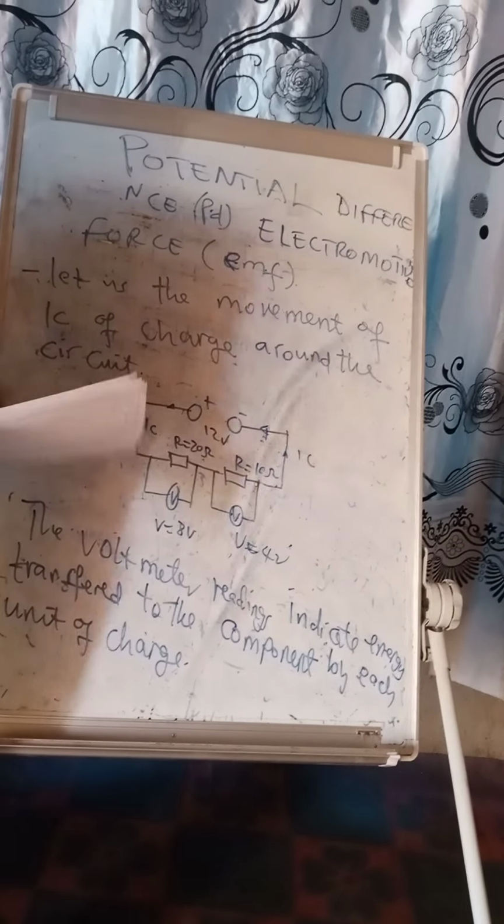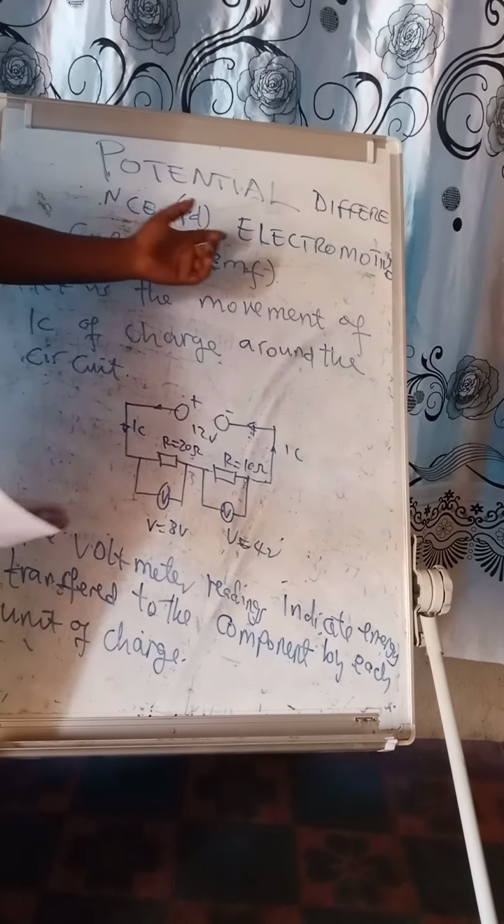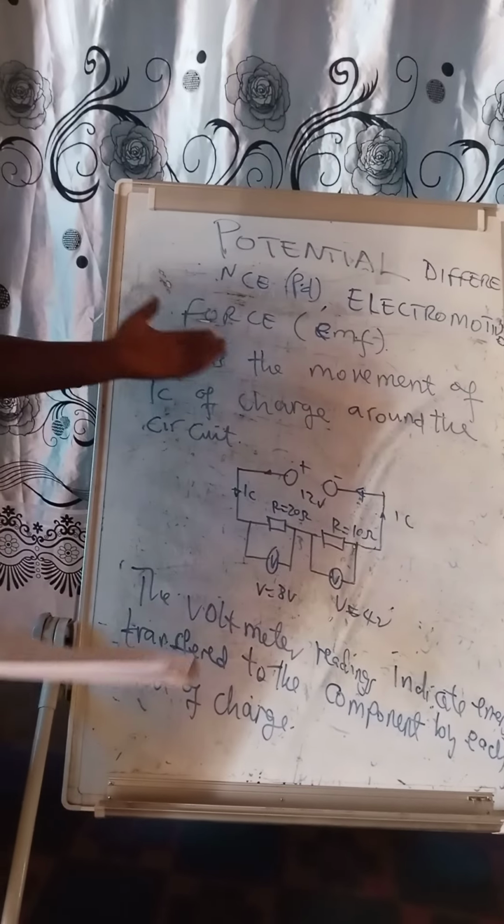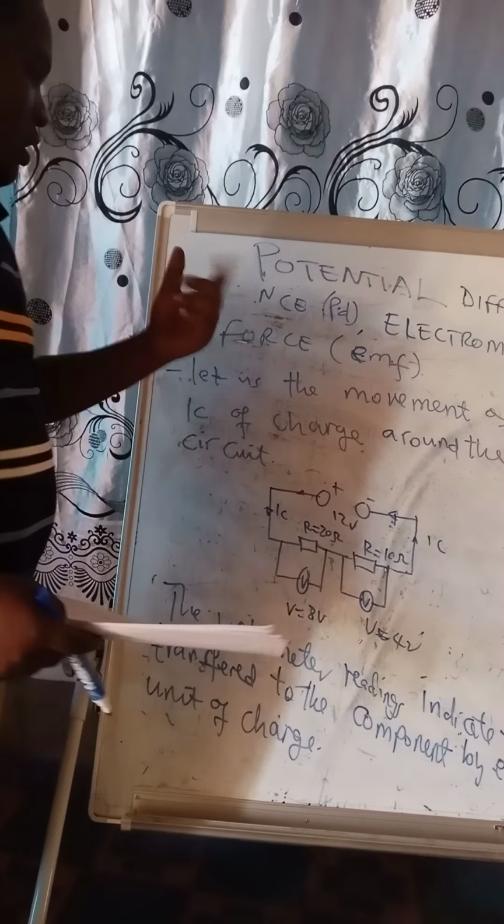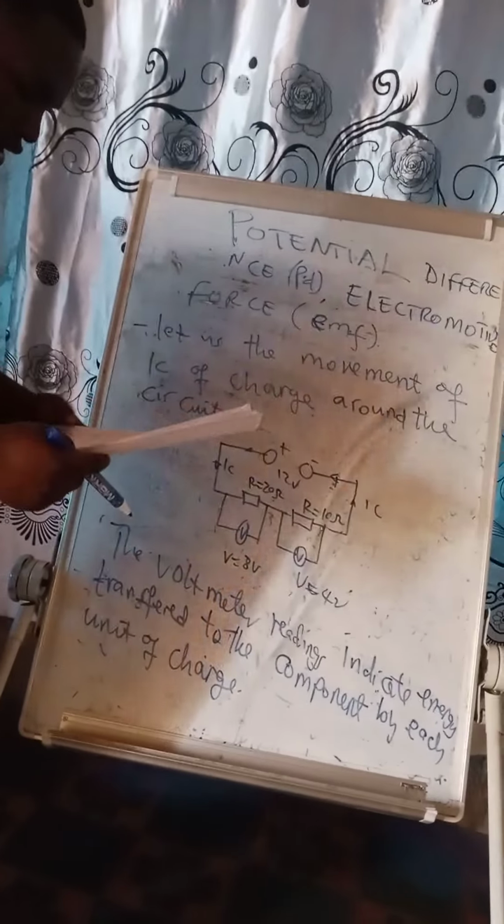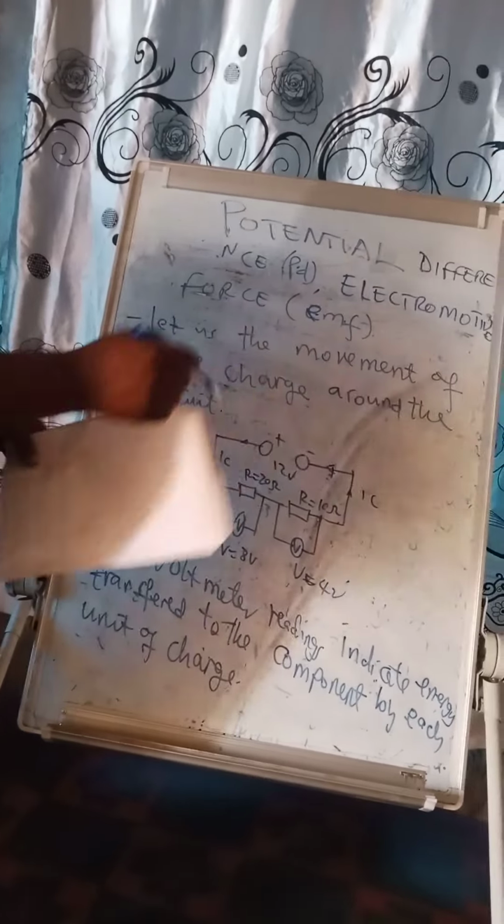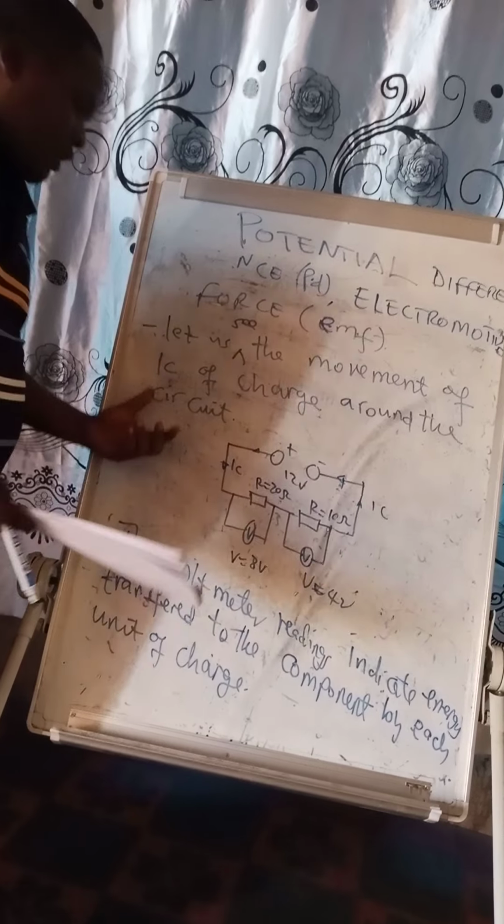This is our topic. Now we're going to discuss potential difference, PD, and electromotive force, e.m.f. So now let us discuss. Let us see the movement of 1 coulomb of charge around the circuit.